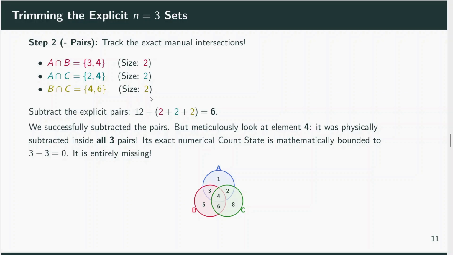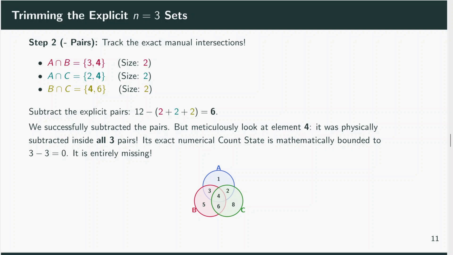Now we subtract all three of those pair sizes from our running total of 12. 12 minus 2 minus 2 minus 2. That is 12 minus 6, which equals 6. Our running total is now 6. But here is the critical question. What happened to our tracked element, the number 4?